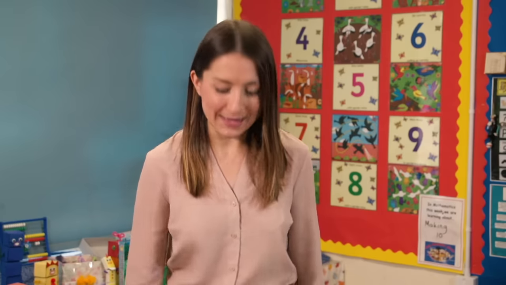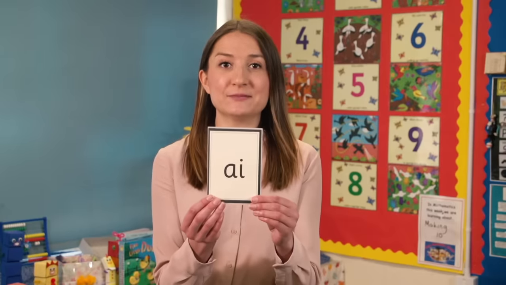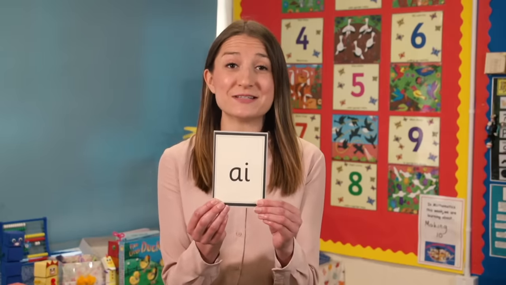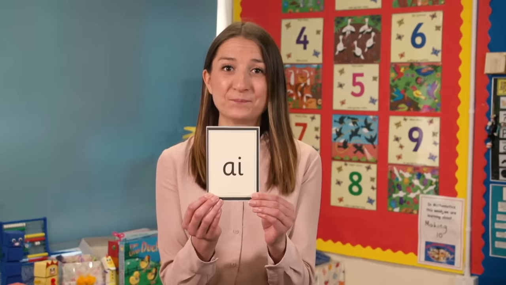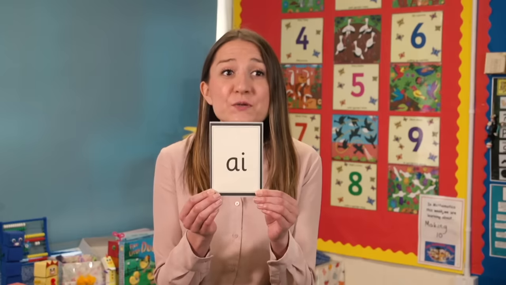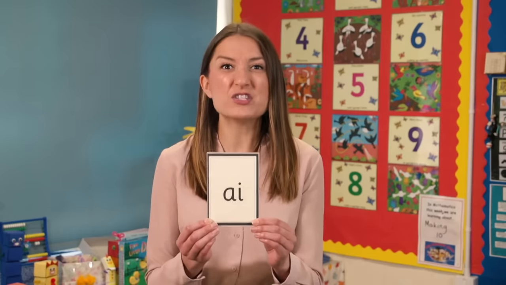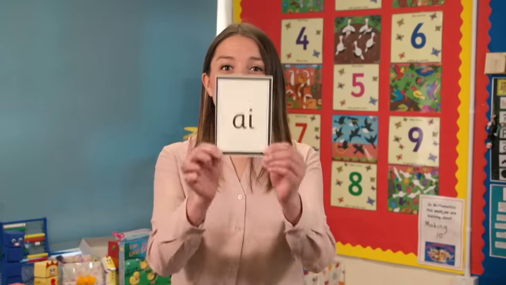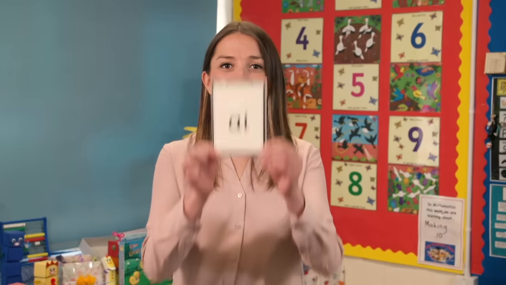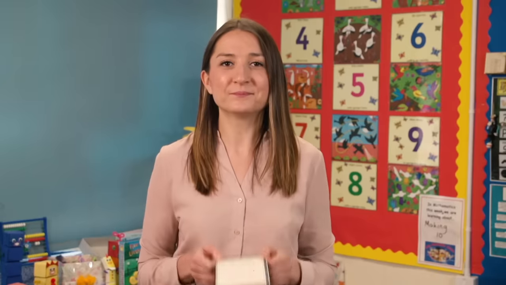The sound A is written like this. Two letters making one sound is called a digraph. This digraph makes the sound A. Let's read the sound A. Can you say the sound A each time I show you the digraph A? Are you ready? Wow, that was excellent. Now let's read some words with our new sound A.